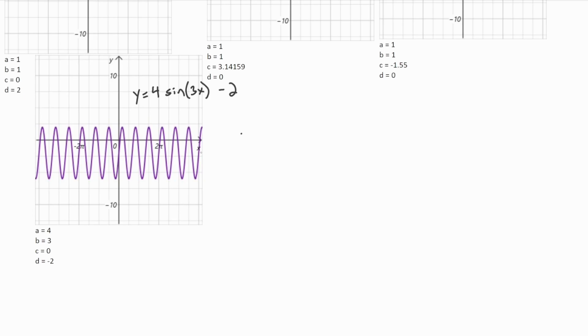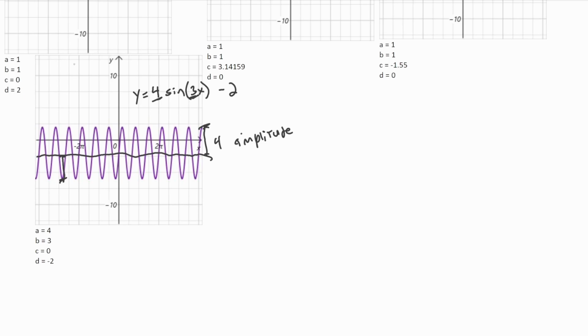And so let's talk about what each of these things does individually. So this 4 stretches the graph. So the distance between our middle, which is this line right here, and our peaks and valleys, so this height right here, or if we looked at it down here, from here to here, this height is 4. So that is the amplitude.